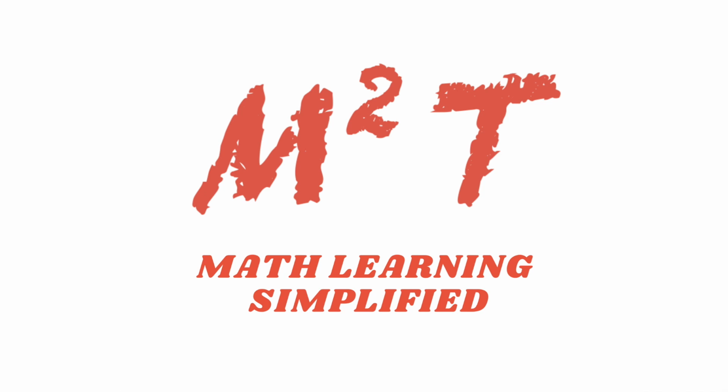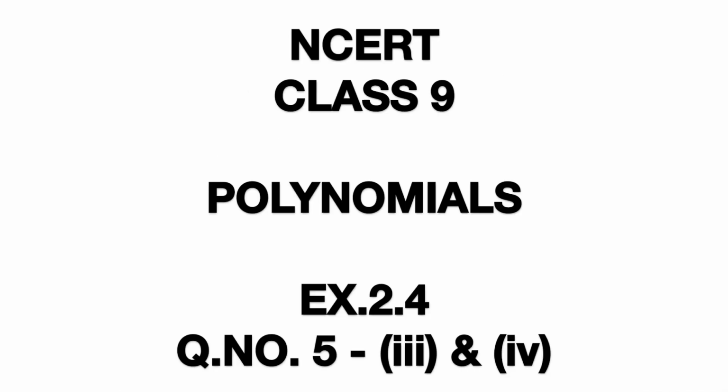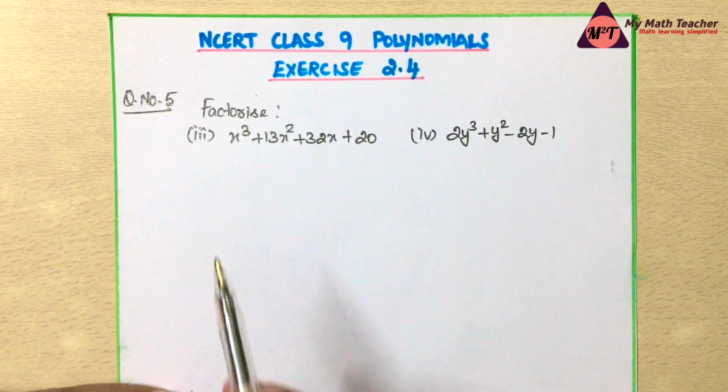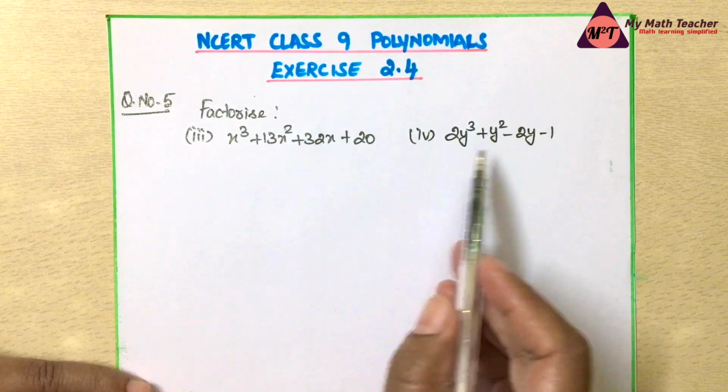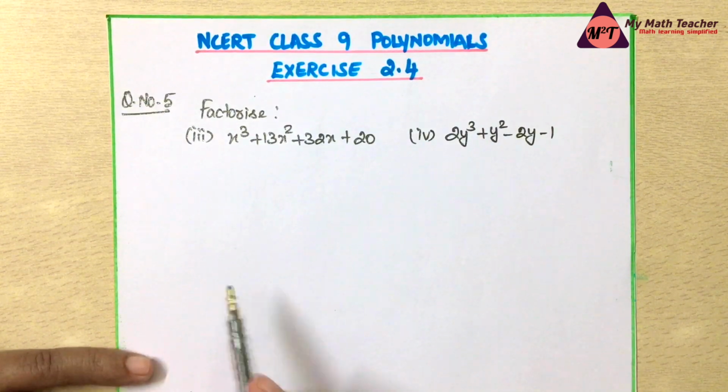In this video, I am going to solve question number 5, subdivisions 3 and 4 from Exercise 2.4. The chapter is Polynomials for class 9 students from the NCERT syllabus. The question given is, you have to factorize the given polynomial. These are the two subdivisions which we are going to solve in this video.